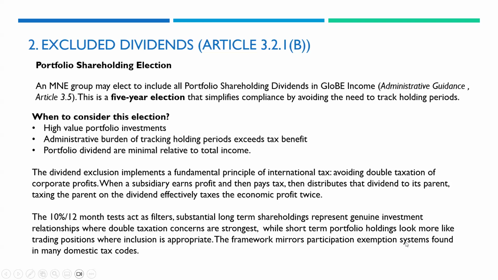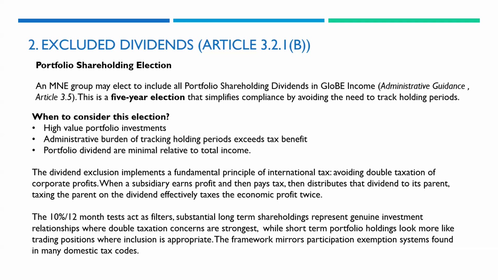The framework mirrors participation exemptions found in many domestic laws. Clear regarding the second adjustment? You have to look for whether you have any income in the nature of dividends, apply the holding period rule, and identify which are portfolio shareholdings. If those are portfolio shareholdings, don't exclude; other things, exclude. Clear? Adjustment number two.